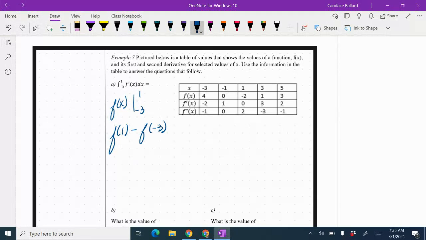And I'm going to go ahead and read those values out of the table. So f of 1 is -2 minus f of -3 is 4. So my answer would be -6.